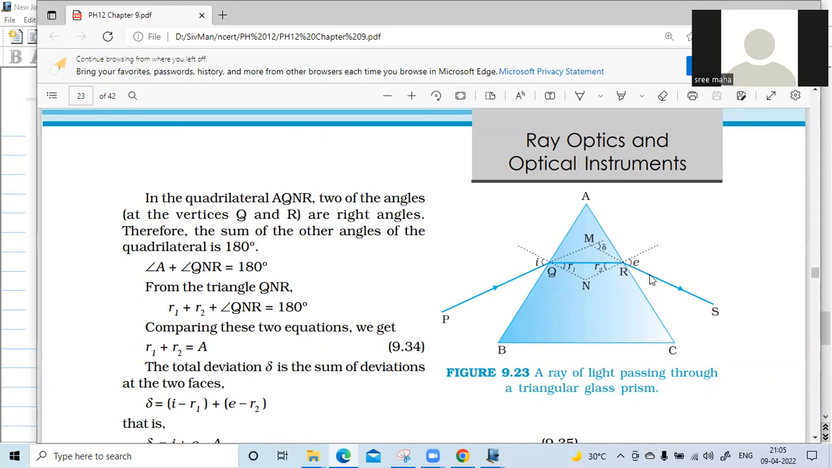So here when it comes to this medium, it will move away from normal. In the case of the rectangular slab, I and E will be the same. But here it's not, because these two normals are not parallel. It's a completely different thing. Basically, this is the bending. Suppose this AC is not there, it's bending from here to here, right? Because at the second interface it is bending still more.